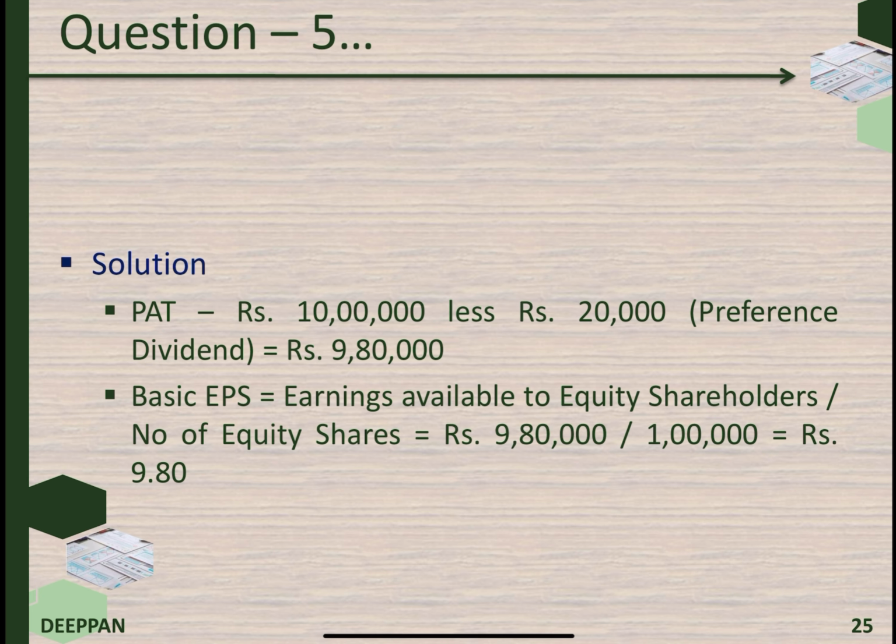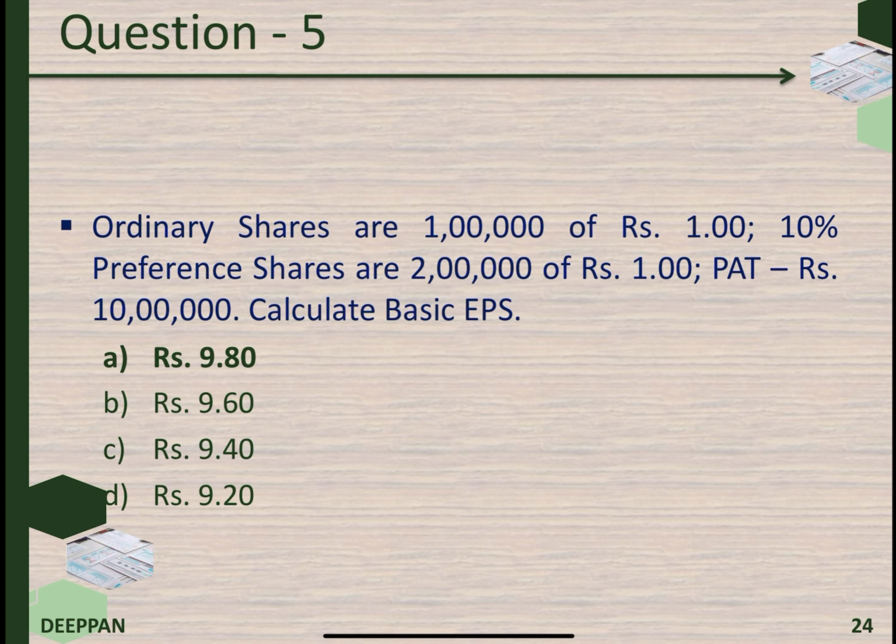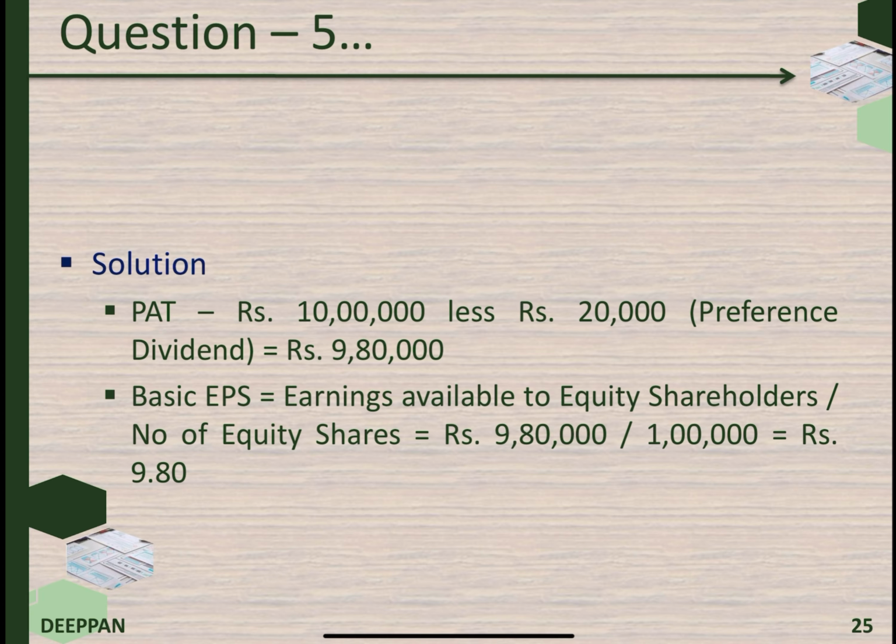That is profit after tax is 10 lakhs less 20,000. That is preference dividend: 2 lakh into 10%, 20,000. Basic EPS is equal to earnings available to equity shareholders divided by number of equity shares. That is 9,80,000 divided by 1 lakh. The answer is 9 rupees 80 paise.